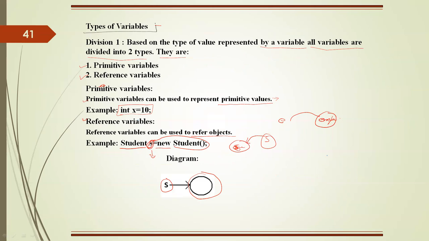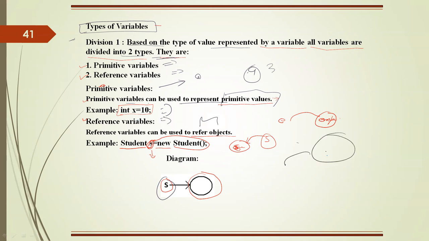Type of variables. So in Java, based on the type of values represented by the variable, all variables are divided into two types: primitive and reference. A primitive variable can be used to represent a primitive value, like integer. These are primitive values: 10, 30, 20. A reference variable can be used to refer to an object. Suppose this is the object and this object is referred to by A, so A is the reference variable. A primitive variable A is initialized with 10, so A is a primitive variable.